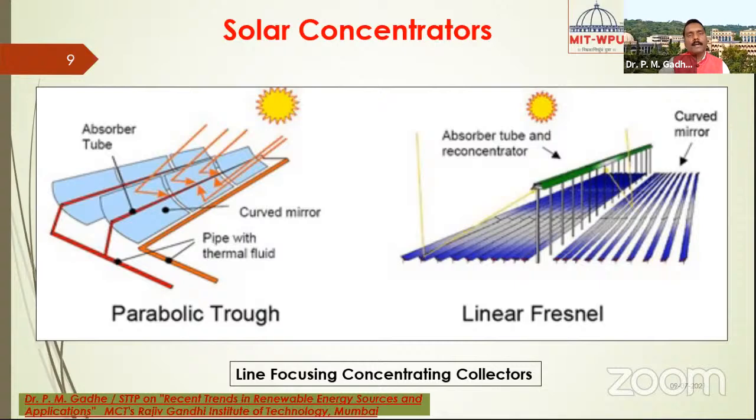And the heat exchanger, we can transfer the heat of the thermic oil to the water, convert the water into steam, and we can use that steam for power generation or process heating application. So this is the parabolic trough type of concentrator.